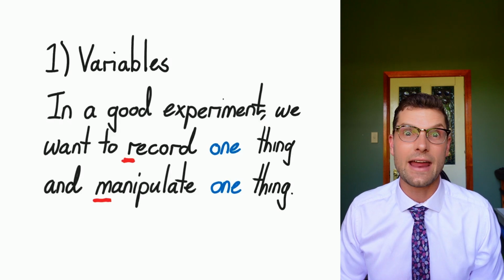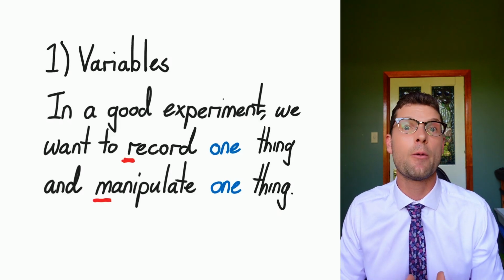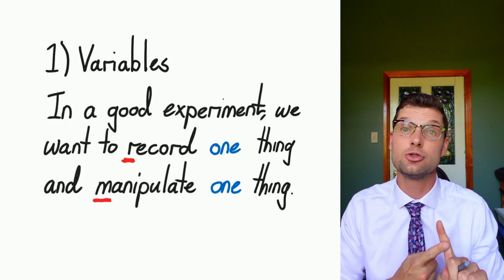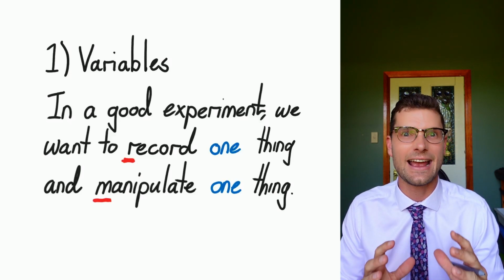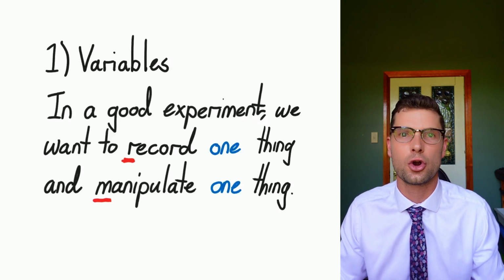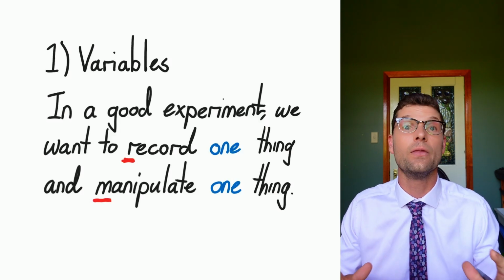So the first thing we're going to look at today are things called variables, and this is what we're looking at specifically when we perform an experiment or a survey. A really good experiment is going to change one thing, and we're going to measure one thing at the exact same time. If you're changing heaps of stuff during an experiment, it no longer becomes valid. We want to see what the effect of one change will be on the outcome.